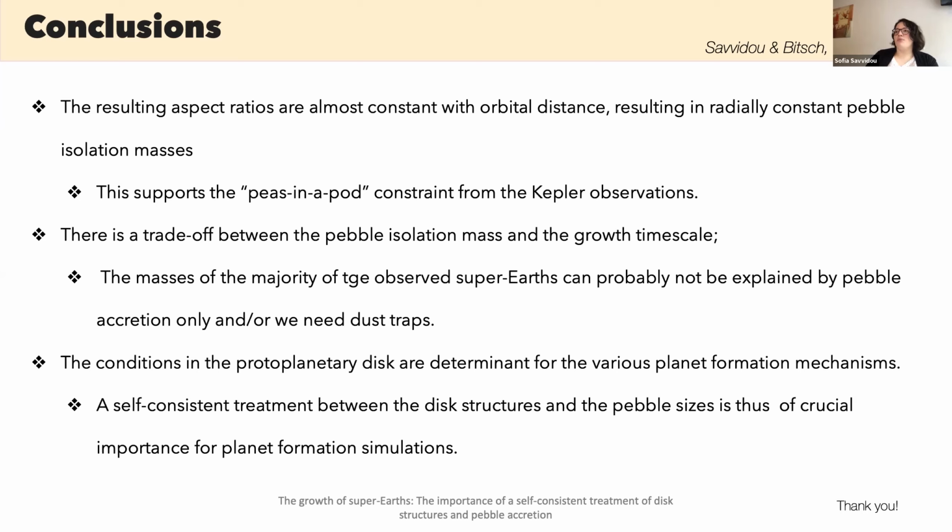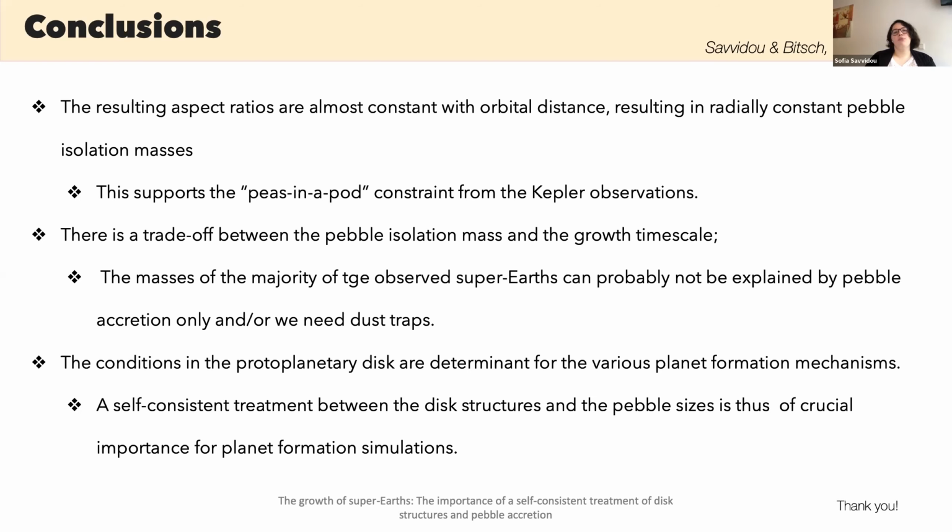The masses of the majority of the observed super-Earths can probably not be explained by pebble accretion only, but we could instead have some collisions after the gas dispersal, or we need some dust traps, for example traffic jams at the condensation lines, the evaporation fronts that I talked about, or some pressure bumps because of the planets that have already formed.